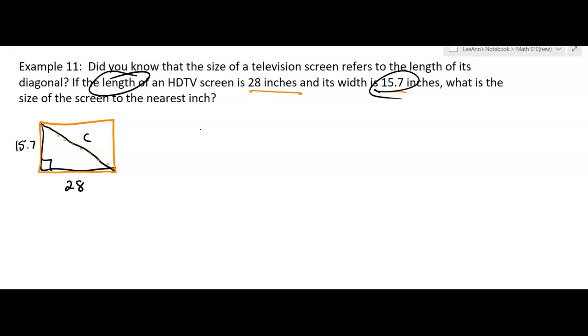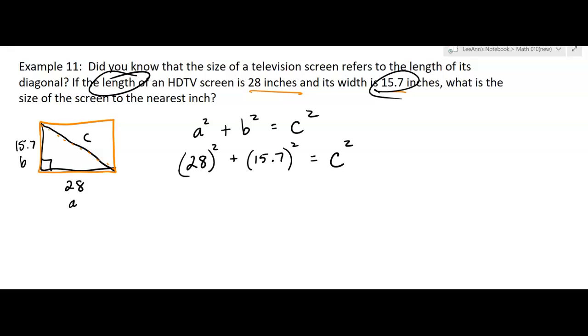Okay, so here comes the Pythagorean theorem. A squared plus B squared equals C squared. And one of them is A and one of them is B. It doesn't really matter which one you label which, but I'll just do it that way. So if A is 28, I'm going to square that. And B is 15.7, and I have to square that. And then that's going to equal C squared.